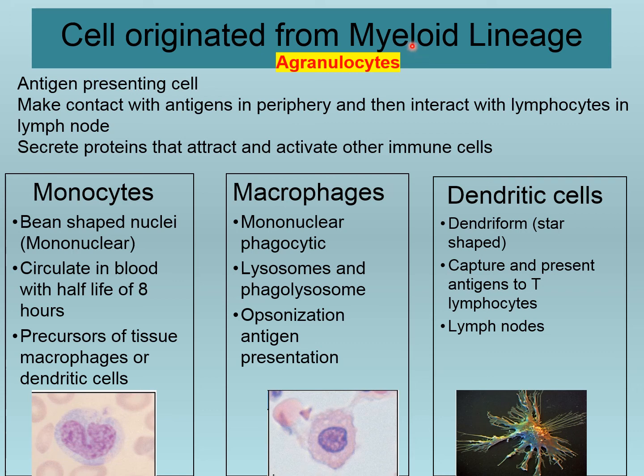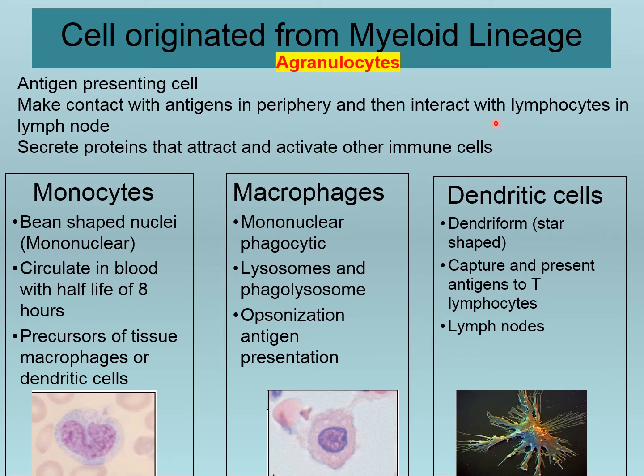The second type of cells which originate from the myeloid lineage are the agranulocytes. They are also called antigen presenting cells because they take up the antigen or microbe, digest it, and present it on its surface. These cells are generally considered as a bridge between innate and adaptive immune response because at one end they make contact with the antigen and on the other hand they interact with the lymphocytes which are present in the lymph node to activate the adaptive immune response.